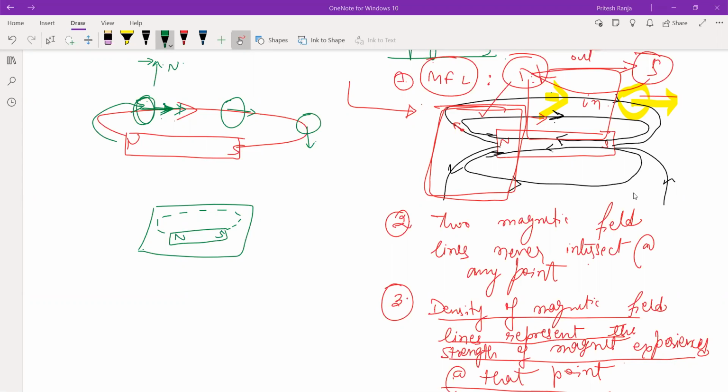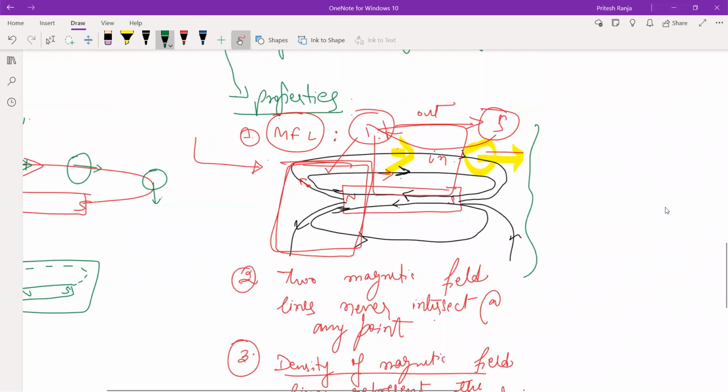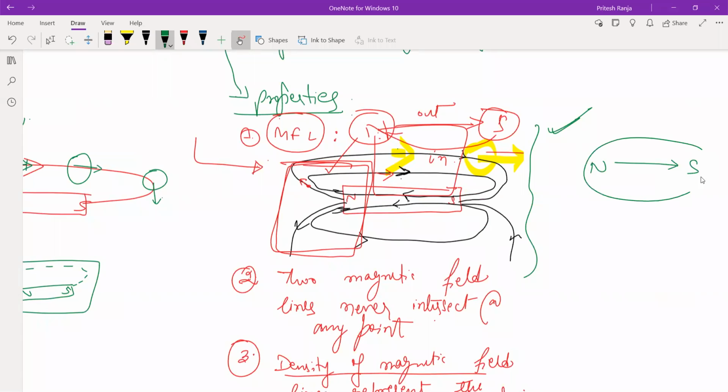So yes, Prahlad, your question: give examples of each of the properties. How can I give you the example? These are the properties. This is giving us the direction. I have shown the direction from north to south for the magnetic field. What example do you want in this? Two magnetic field lines never intersect at any point. What example should I give you here? Does it make any sense to ask for an example here?